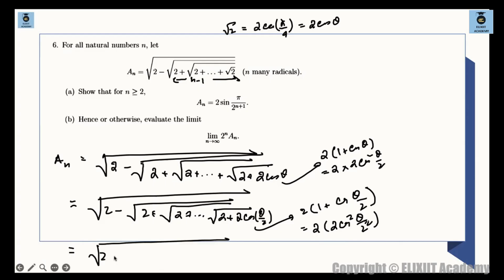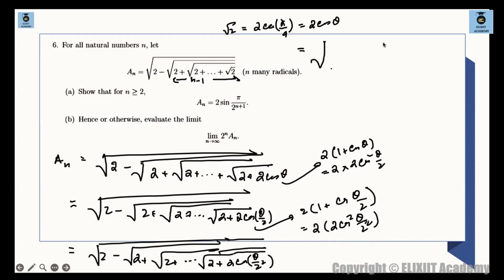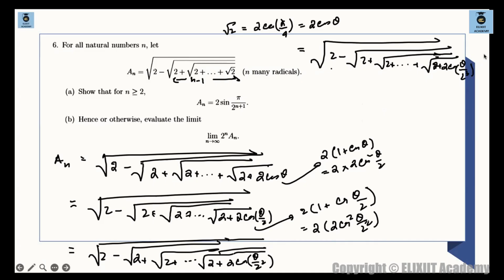And finally, we will be having this as square root of 2 plus 2 and so on till 2. And this will become under root of 2 plus. This term will become 4 cos square, so 2 cos theta upon 2 square. And this will continue. The next term will be what? The next term will be 2 minus under root of 2 plus and so on till root of 2 plus 2 cos theta upon 2 cube, and this will continue.